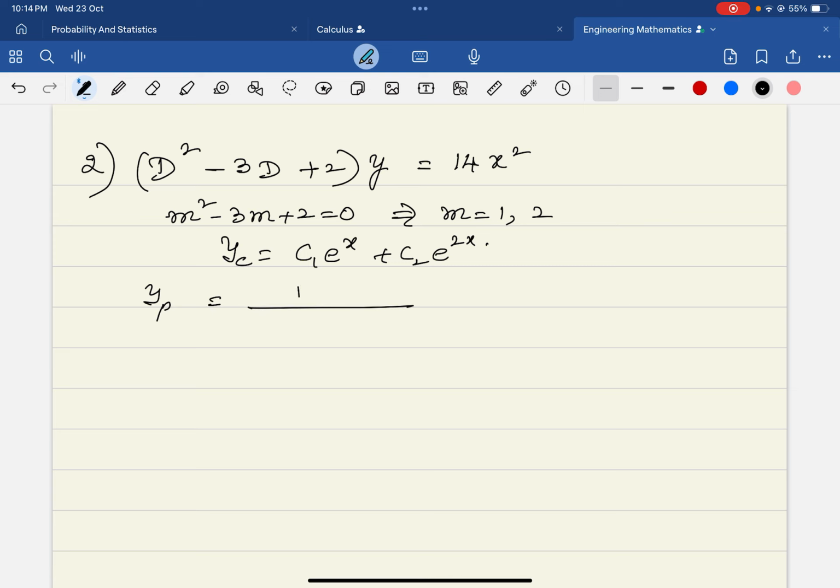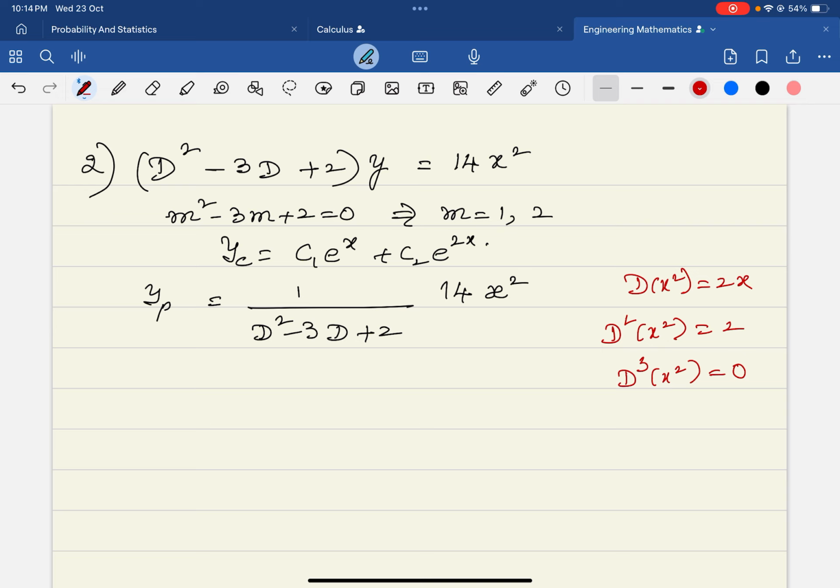yp is given by 1 over D square minus 3D plus 2 of 14 times x square. So here itself you can write down what is D of x square first, which is 2x. What is D square of x square? It is 2. What is D cube of x square? That is 0. So here onwards it has all zeros. Now what we do? We write down this 14 outside, and the constant should be taken outside. So that is 1 over (D square minus 3D by 2 plus 1) of x square.